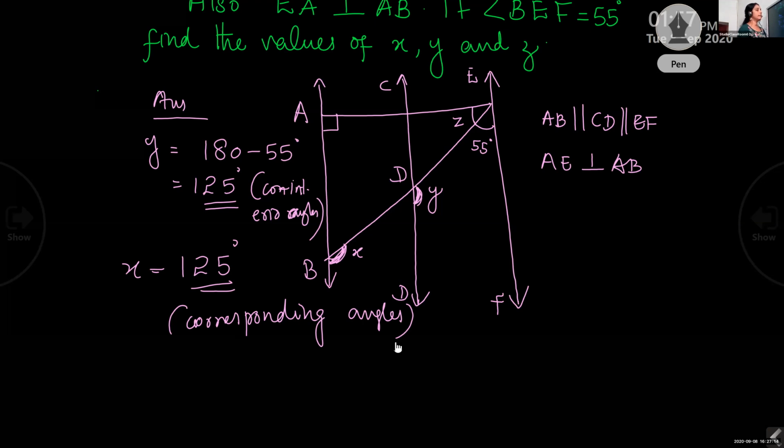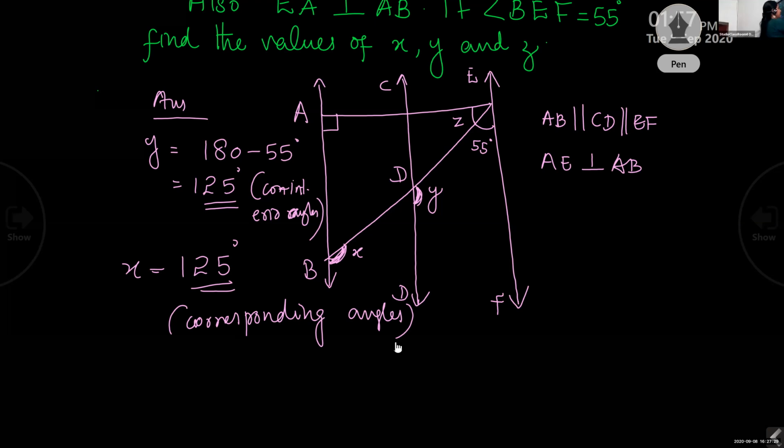Z is there. How to find Z? 35 only. How did you get 35? 90 minus 55.